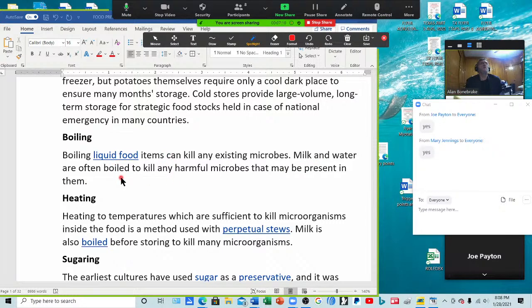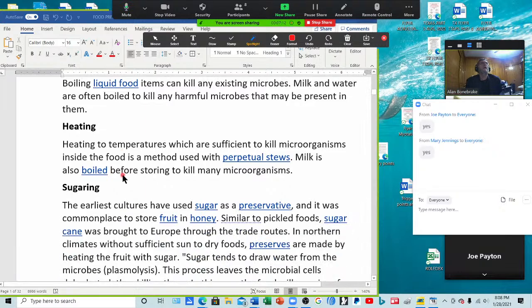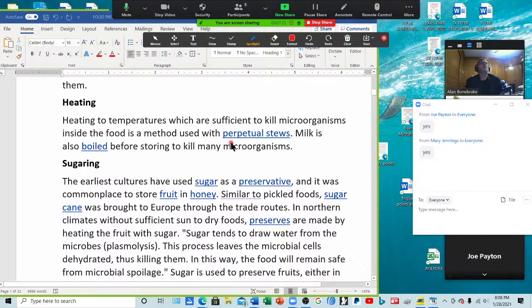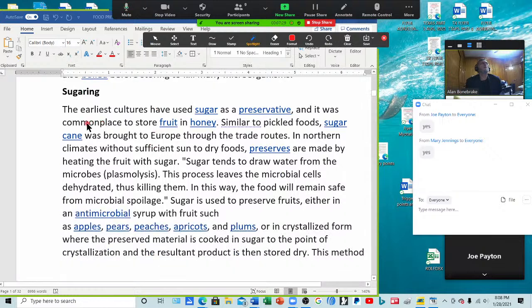Milk and water are often boiled to kill any harmful microbes that may be present in them. Heating to temperatures sufficient to kill microorganisms inside the food is a method used with perpetual stews. Milk is also boiled before storing to kill many microorganisms.